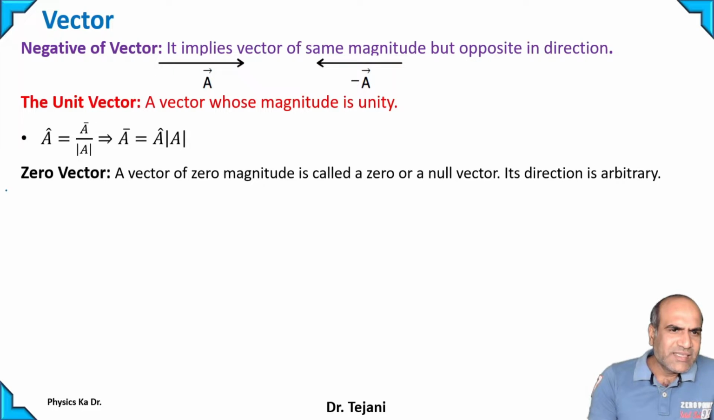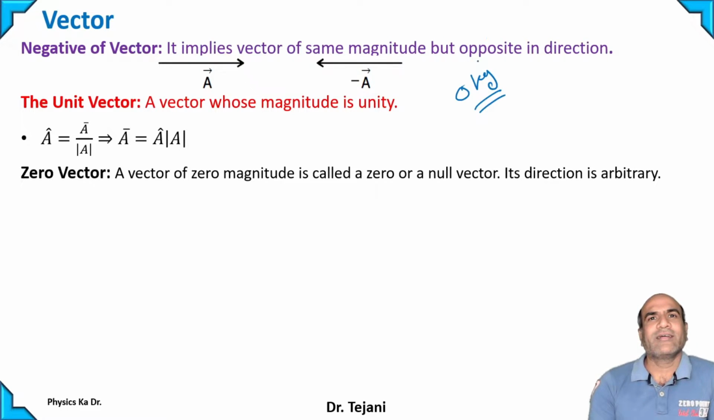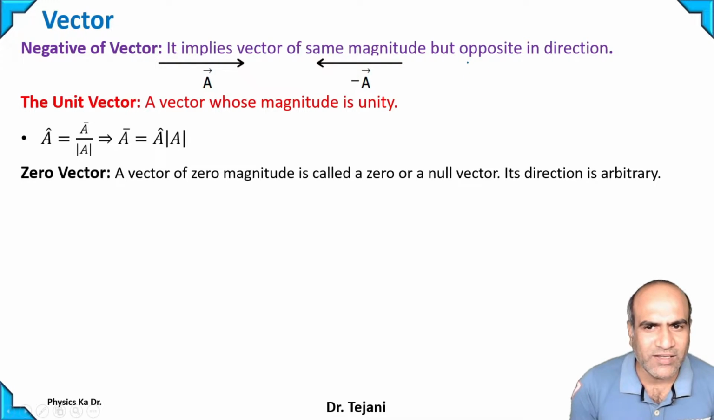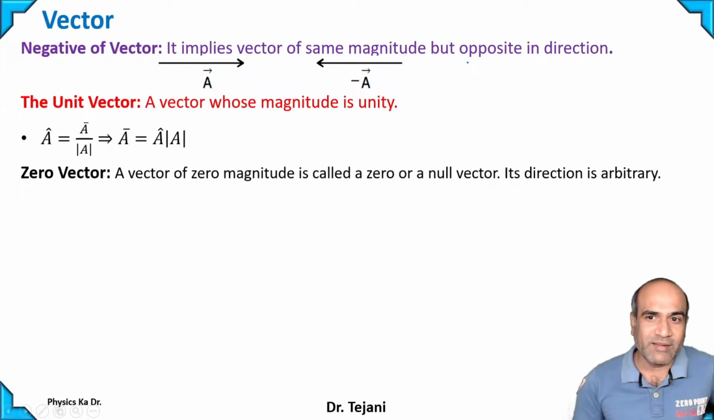Now next is zero vector. Zero vector means what? Its magnitude is 0. There is no magnitude, that means it's a zero vector. Why is it required? You just think and answer me why zero vector is required. Tell me why 0 kilogram is required. 0 kilogram is nothing, no, wait. Similar case here, zero vector, but it is required in terms of physics.